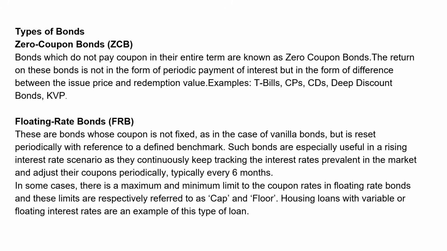In some cases, floating rate bonds can also have a maximum and minimum limit to the coupon rates, and these limits are called cap and floor. The top one is called the cap and the bottom is called the floor. So housing loans with variable or floating interest rates are an example of this type of loan, which are floating rate bonds. Okay, so based on the different benchmarks, if there is a fluctuation in the benchmark, the floating rate bond's coupon rate will also fluctuate accordingly.